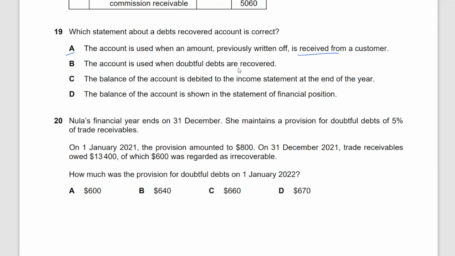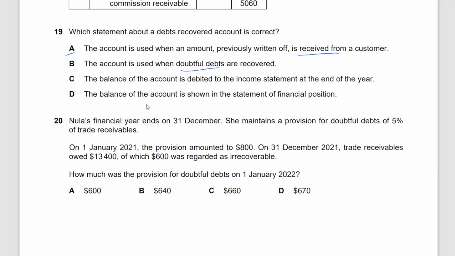The account is used when doubtful debts are recovered. Doubtful debts are never even gone. It's just estimates. We don't lose doubtful debts. Well, ultimately we do, but then we count them as irrecoverable debts. Doubtful debts are not recovered. They're doubtful. They don't even incur physically, like actually. You know what I mean?